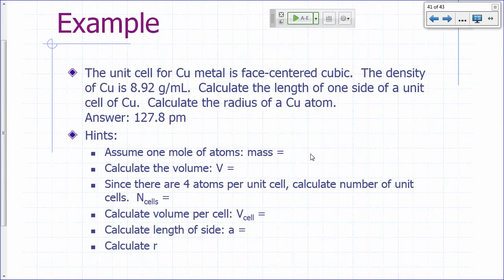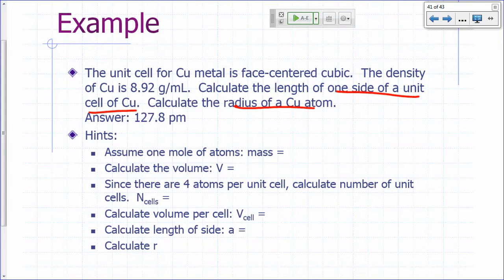Okay, let's look at an example here. The unit cell for copper metal is face-centered cubic. So how many particles per unit cell? Face-centered cubic? 4. The density you can find experimentally to be 8.92 grams per milliliter, so that's 8.92 grams per cubic centimeter. Figure out the length of one side of a unit cell of copper and then calculate the radius of a copper atom.